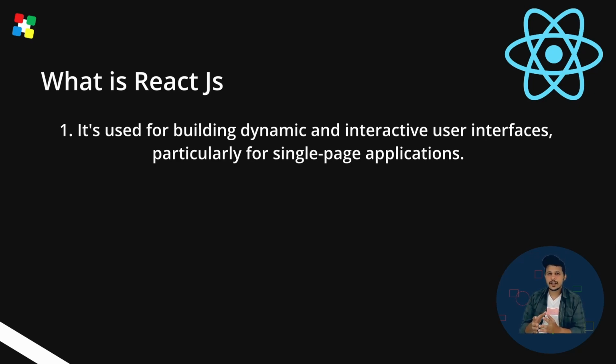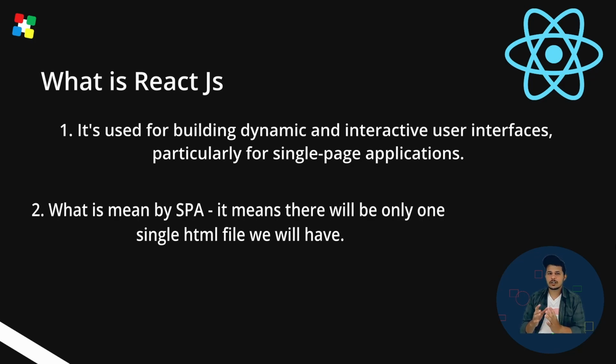The second thing is that React.js works on the SPA concept. SPA stands for single page application. What it means is React.js will have only one single HTML file. It will not have multiple HTML files. And as we write JSX code, JavaScript XML, it will compile all the code into one single JavaScript file, which is going to render in our HTML page. That's the concept React.js follows.